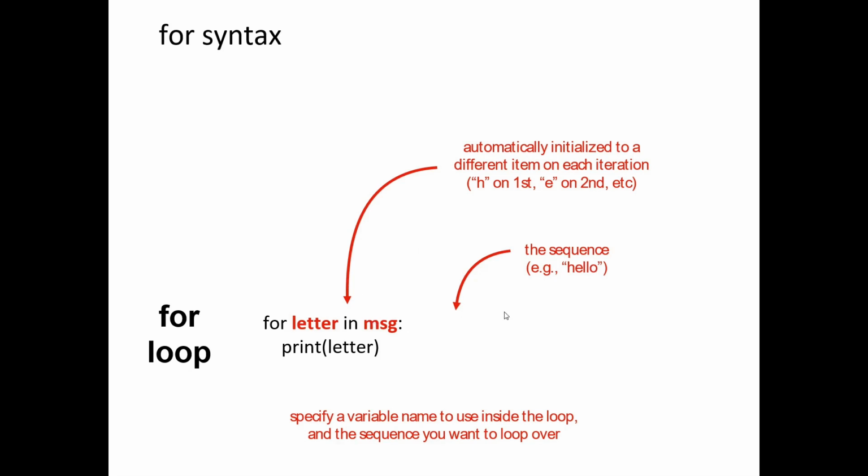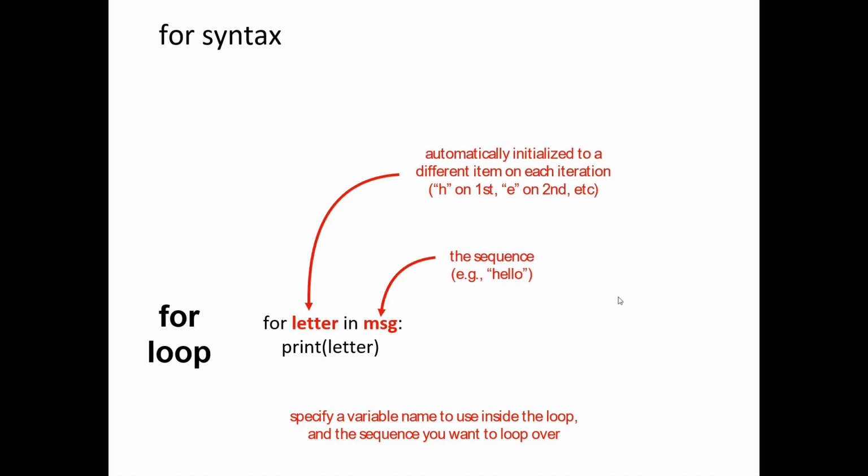Oh, these arrows missed again. That's what happens when you switch from Keynote to PowerPoint. All right, so this arrow is actually pointing to message, and that's going to be the sequence hello. All right, time out, I got to fix that. All right, all better. So letter is going to be H the first time through, because the sequence here is hello. The second time through the loop, it'll be the E, and it'll print out the E. The third time, it'll grab the L, and it just keeps going through until we get all the way, and it does the O. And then that loop is going to end, and we'll move on.